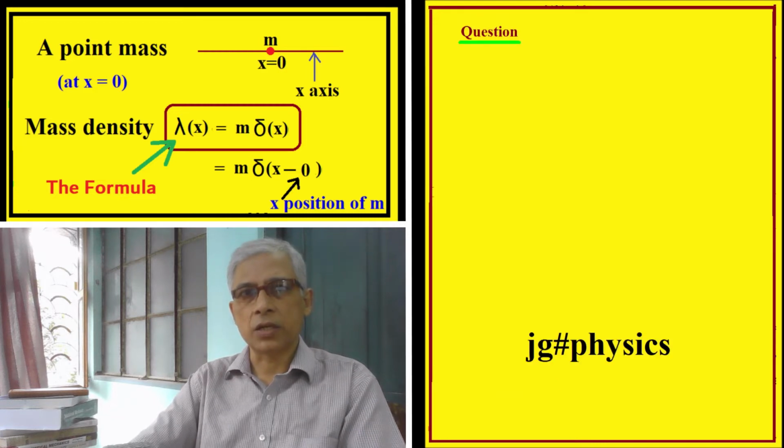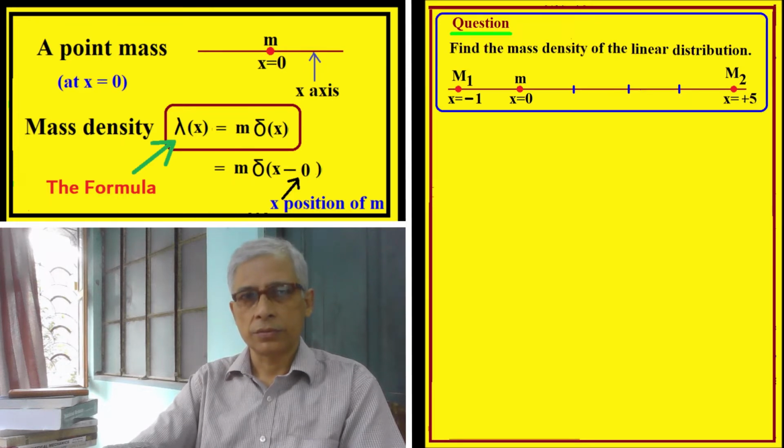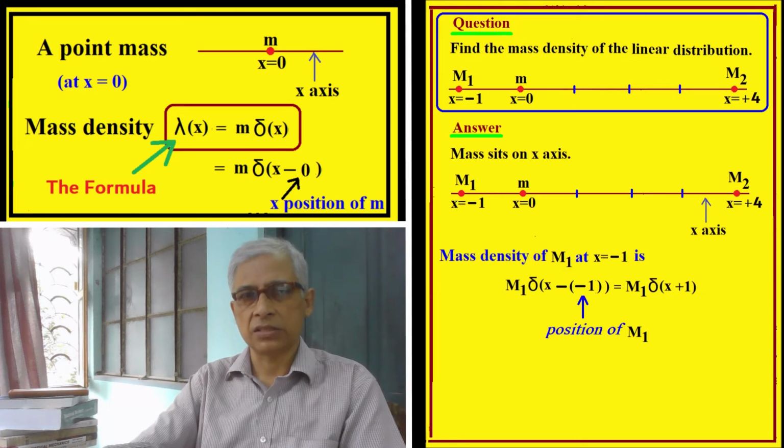Let us consider the question now. Consider the given linear mass distribution. We see that capital M1 sits at x equal to minus 1, small m is at the origin x equal to 0, and capital M2 is at x equal to 4. Let us come to the question now. We have to find the mass density of this linear distribution of masses. What will the answer be?